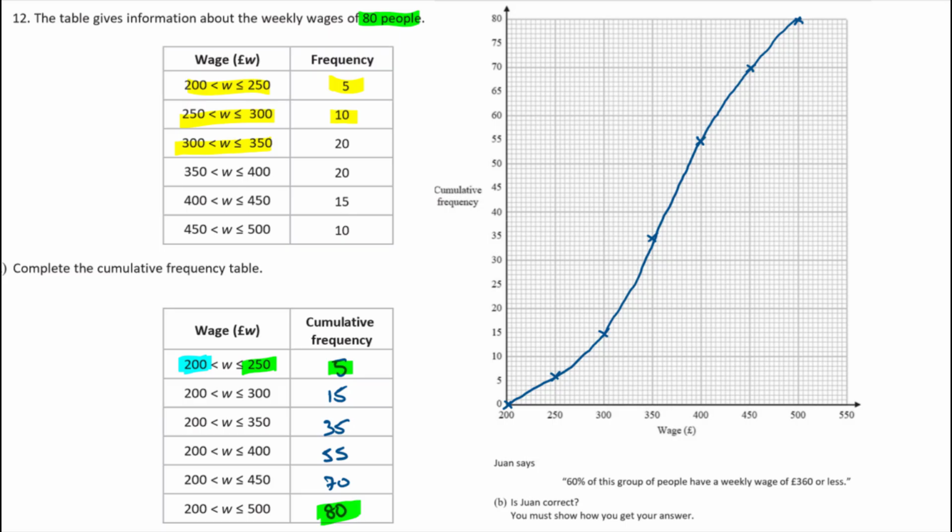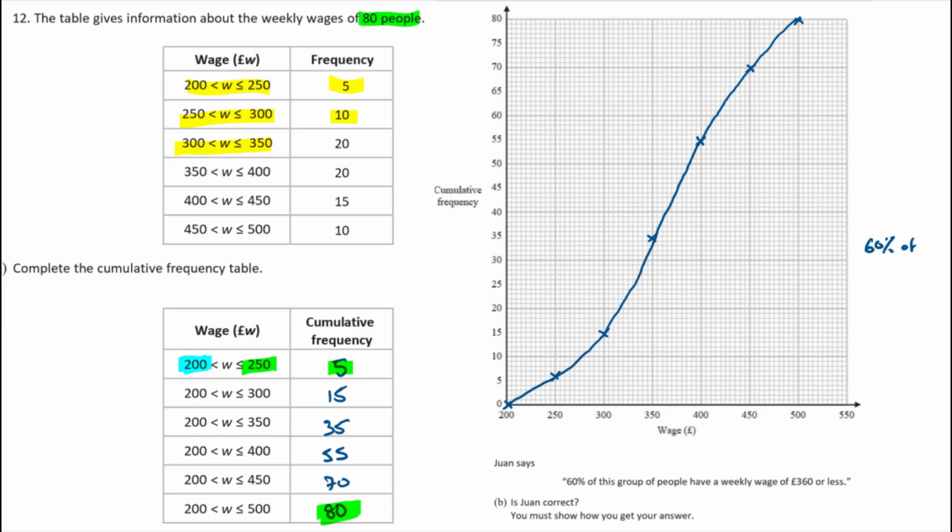Finally, Julian says 60% of the group of people have a weekly wage of £360 or less. Is Julian correct? You must show your answer. So 60% of the group of people. What is 60%? 60% of 80.